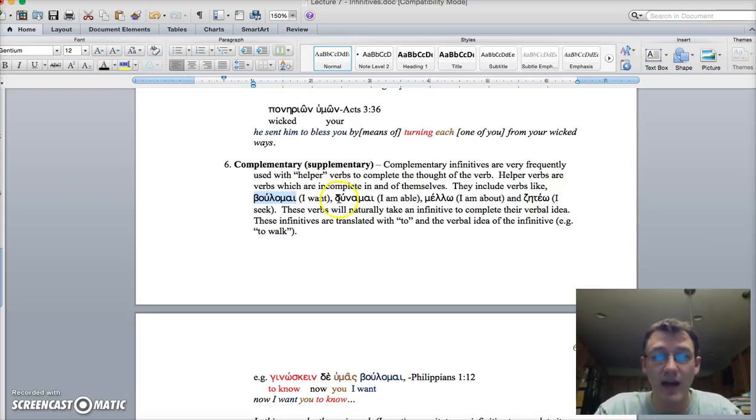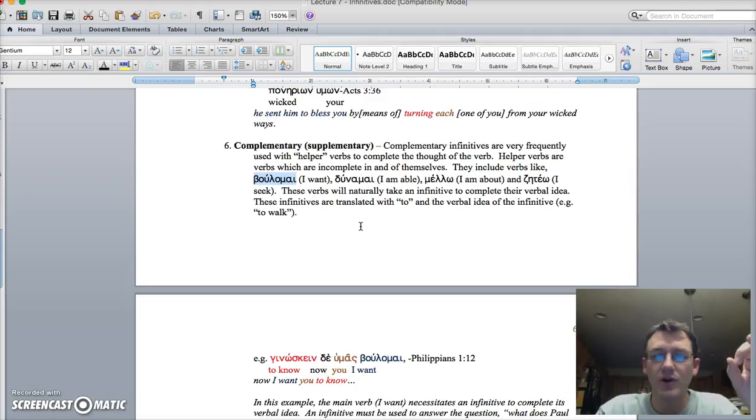Likewise with dunamai, I am able to jump. I am able to run. And then I am about to go. I seek to find. These verbs commonly take infinitives to finish out their verbal ideas, and therefore they're called complementary infinitives. They're not going to be causal. It's not going to be I want because to eat. That doesn't make any sense.